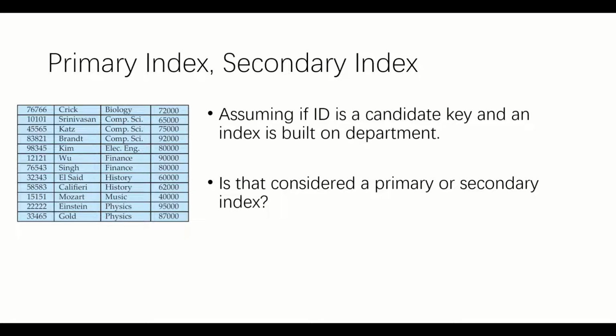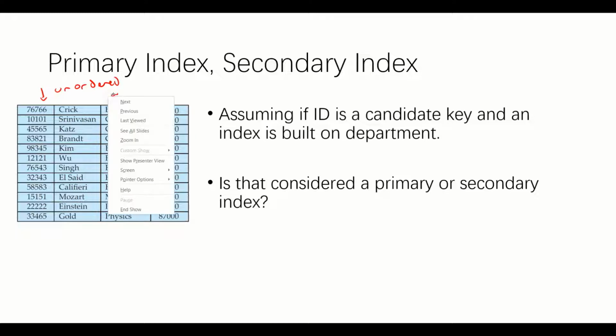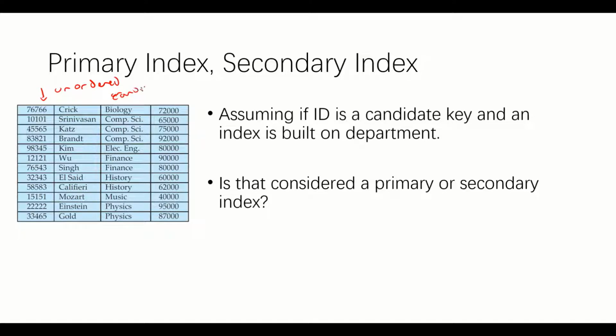Assuming ID is a candidate key and the index is built on department, is this considered a primary or secondary index? You notice that there's no order in this. This is unordered. So although this is the candidate key, it doesn't make a difference. This will still be a secondary index. This will be important as we go along the various examples.